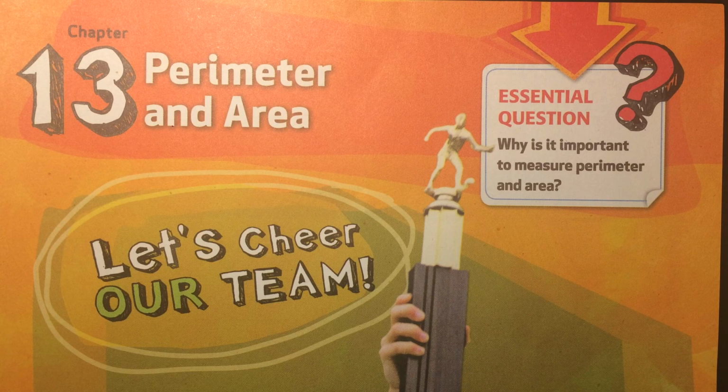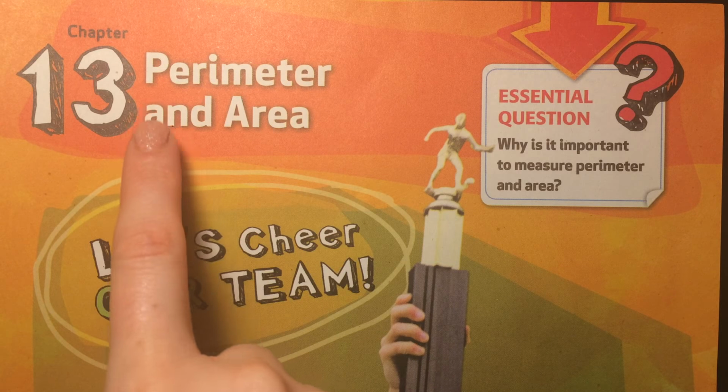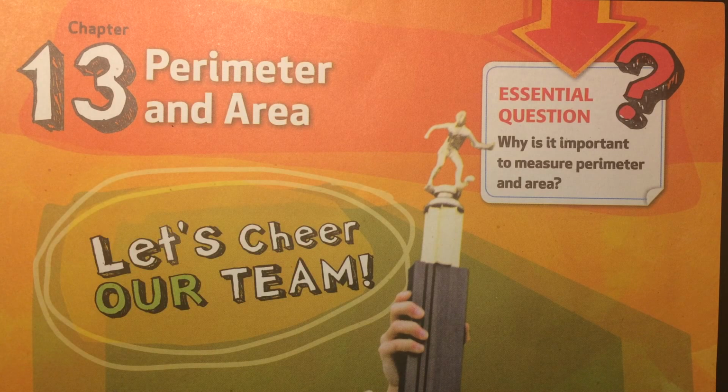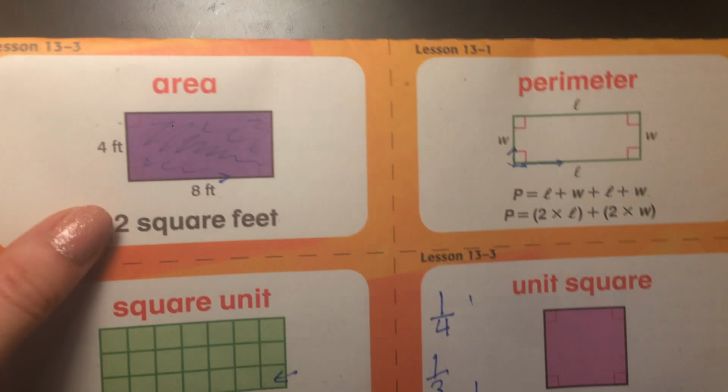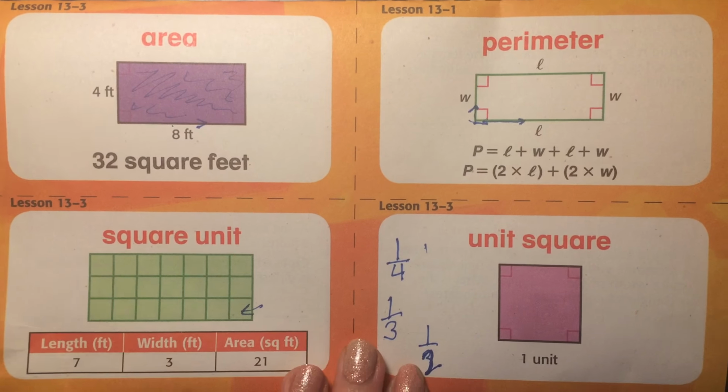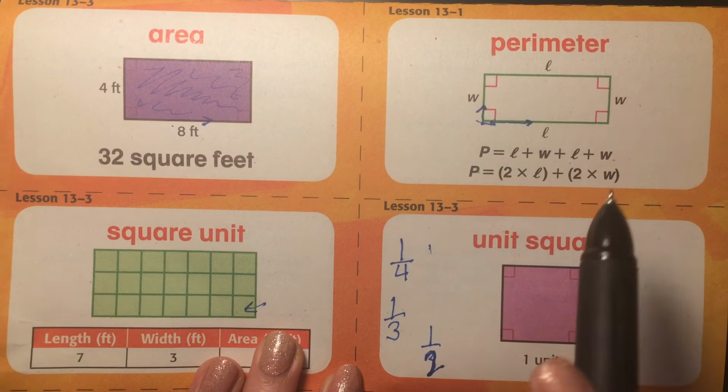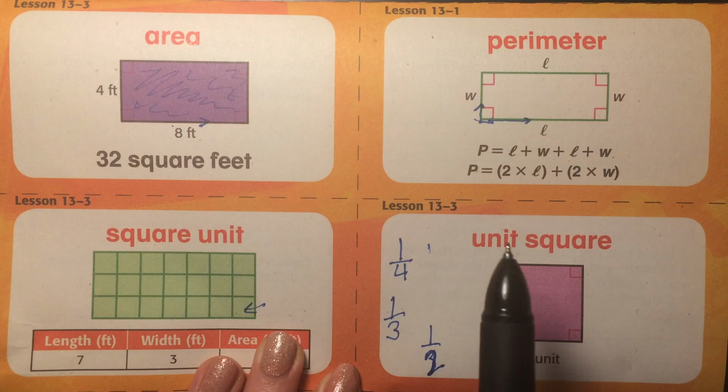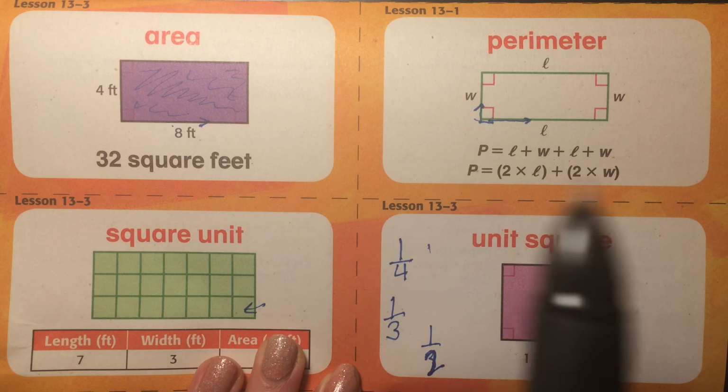Welcome to Chapter 13. Today will be Lesson 2. Chapter 13 is on perimeter and area. Before we begin, I just want to go over the vocabulary words. Vocabulary words for this chapter are area, perimeter, unit, square, and square unit.